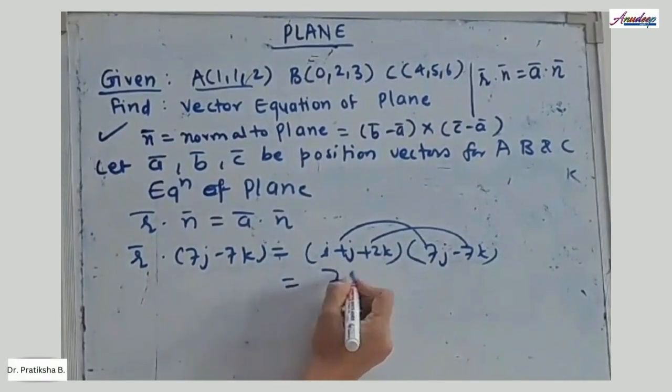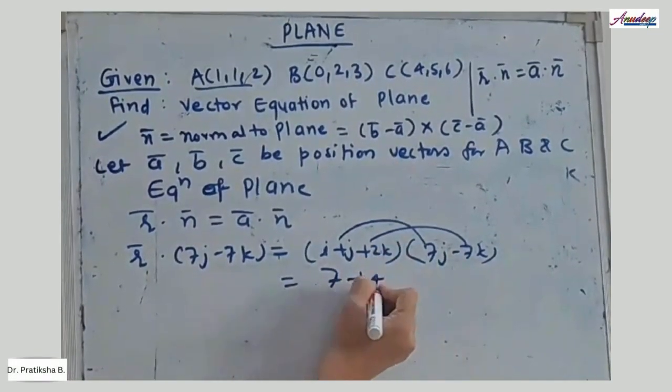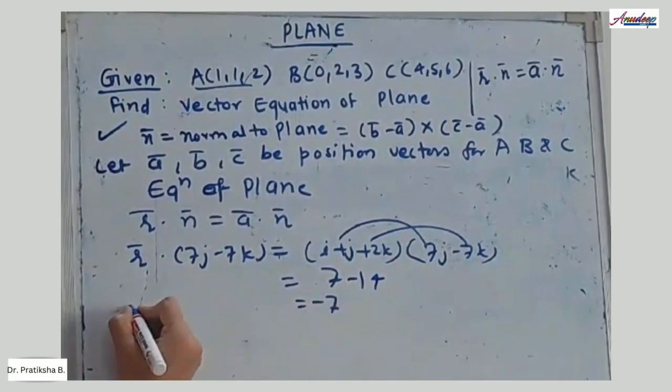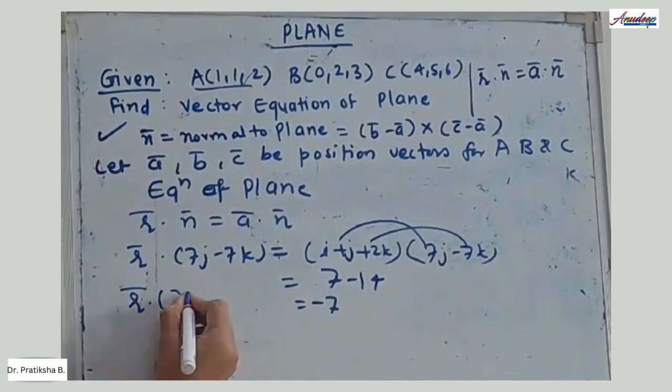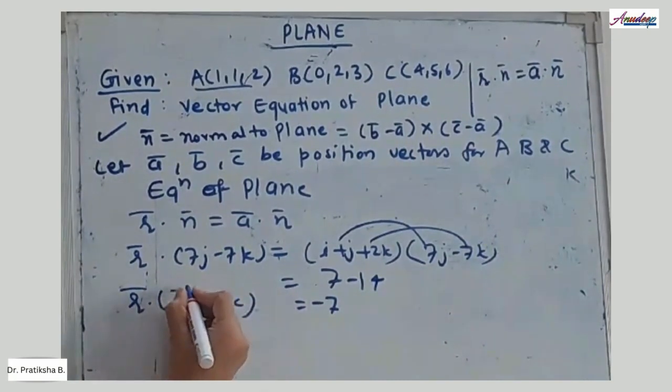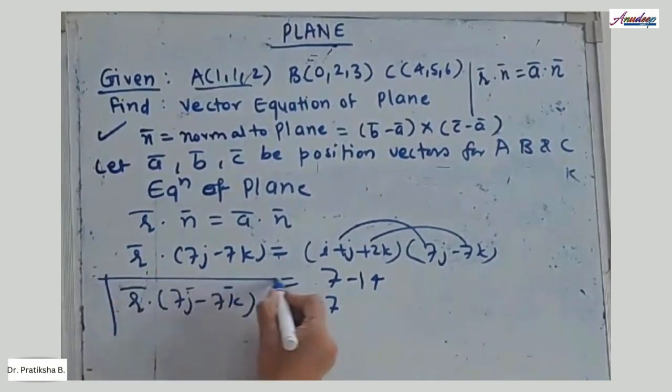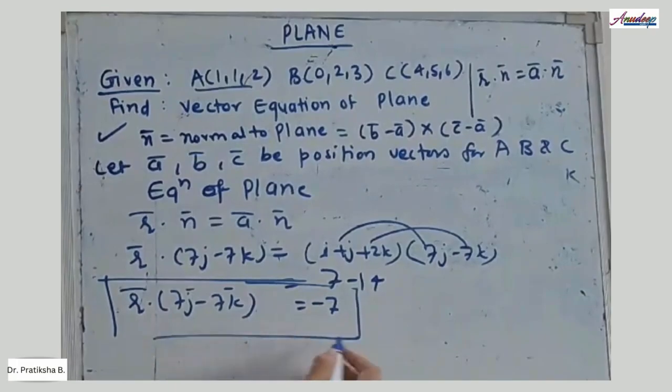So it will be equal to 1 into 7 giving me 7, and minus 14, which equals minus 7. So r dot (7j minus 7k) equals minus 7. This is the required equation of the plane.